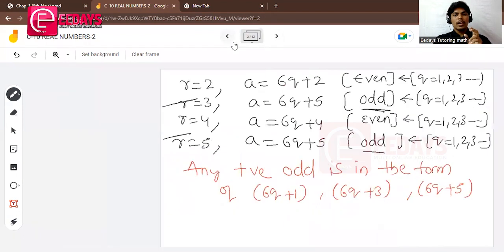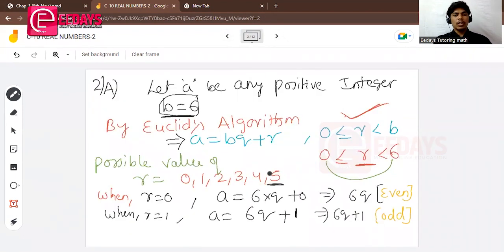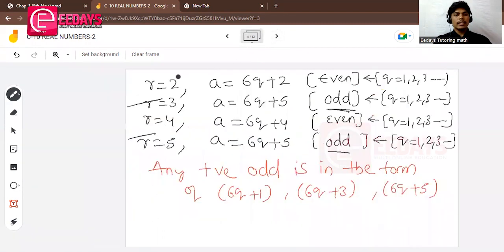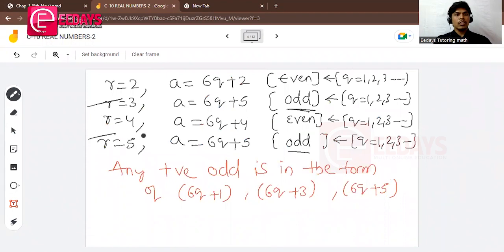So here the possible values of r are 0, 1, 2, 3, 4, 5. That's why I'm taking each and everything. r is equal to 0, r is equal to 1. I just tried with all the numbers. r is equal to 3, 4, 5, all these numbers.